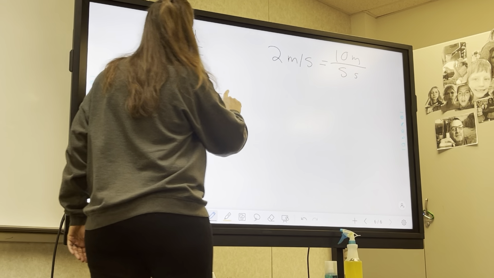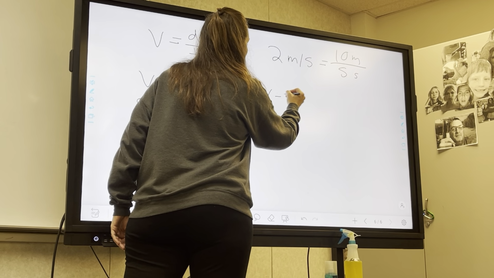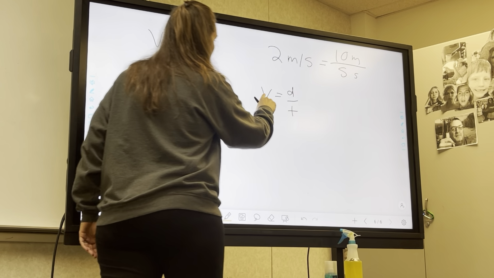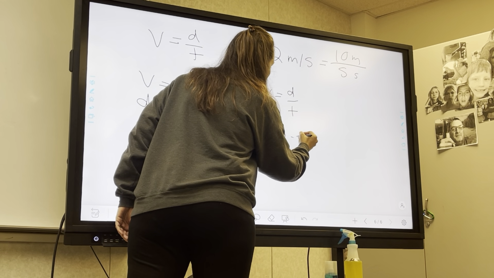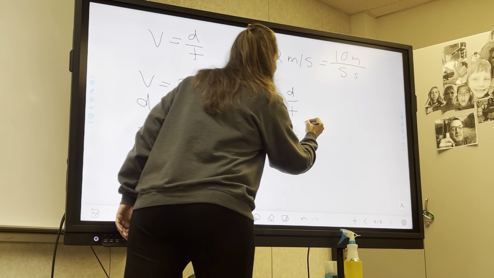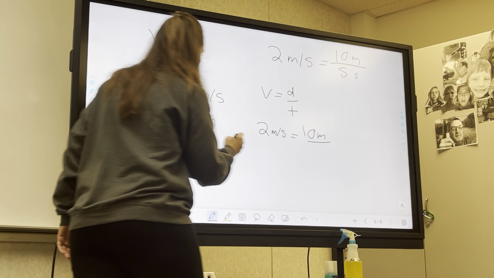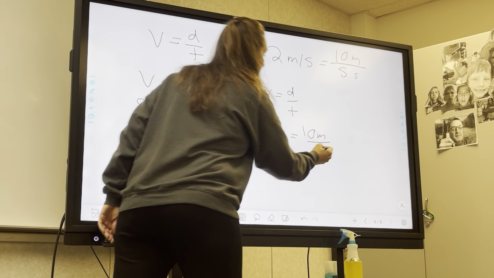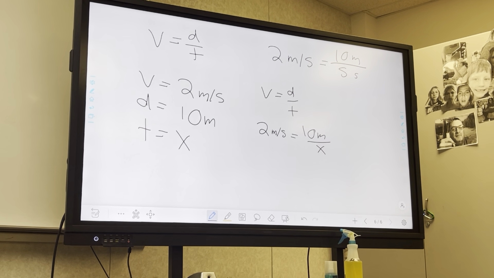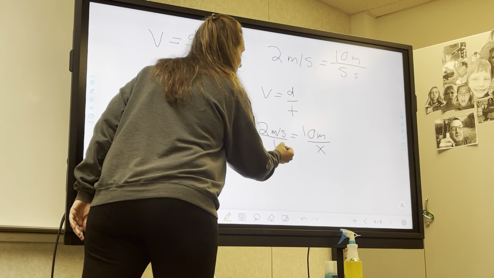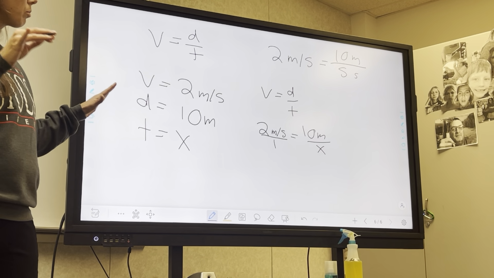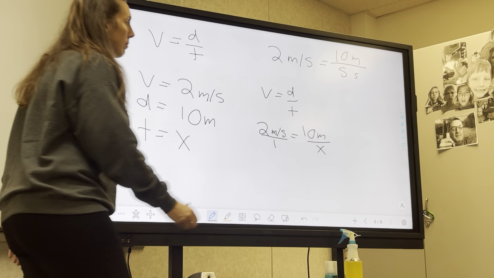So, V equals D divided by T. Okay, so let's sub in. Our speed is 2 meters per second equals our distance, they gave it to us, 10 meters, but our time, that's our X, we don't know it, okay? So, first thing we do, just like we did, we add a 1 to the denominator, making everything have a numerator and denominator. Now we just cross multiply, okay?